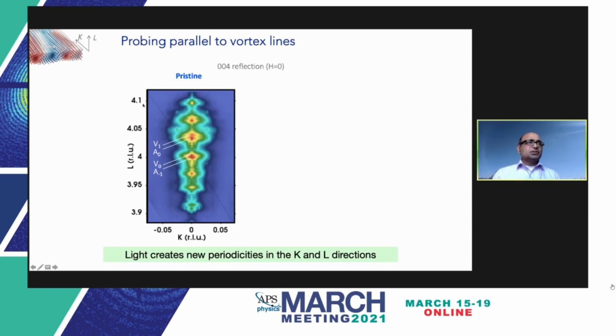And so let's just take some cross sections. And here is the pristine phase. You can see these splittings. One of them is the A1, A2 phase. The other one is the vortex. And these are ordered. So there's the 0th order of both, and then the first order, there's the -1 order and so on and so forth. And this periodicity here is really defined by the 16 by 16 unit cells.